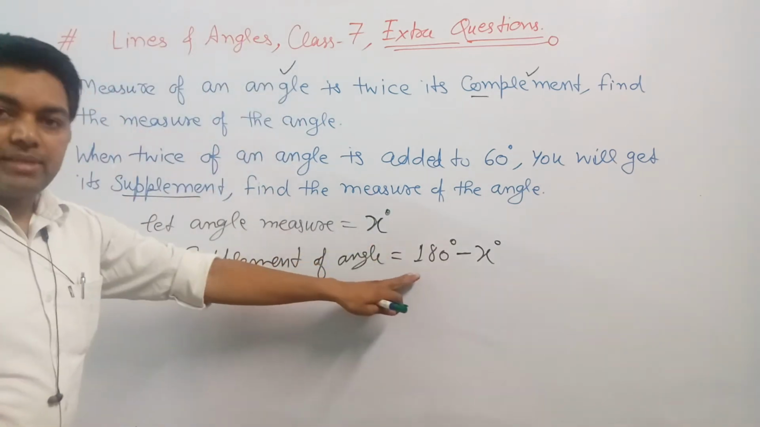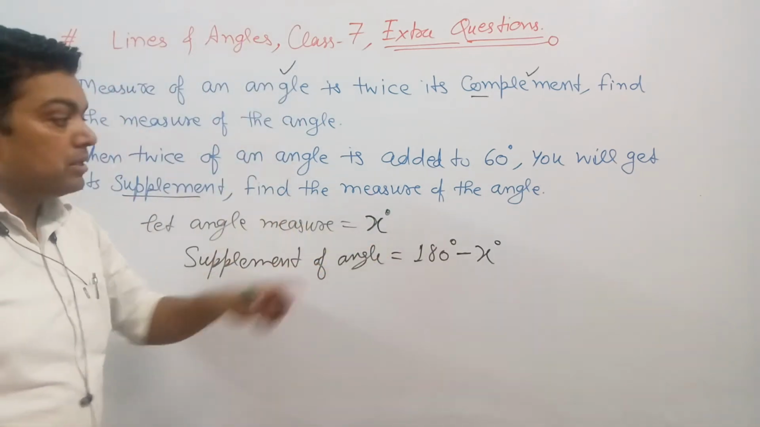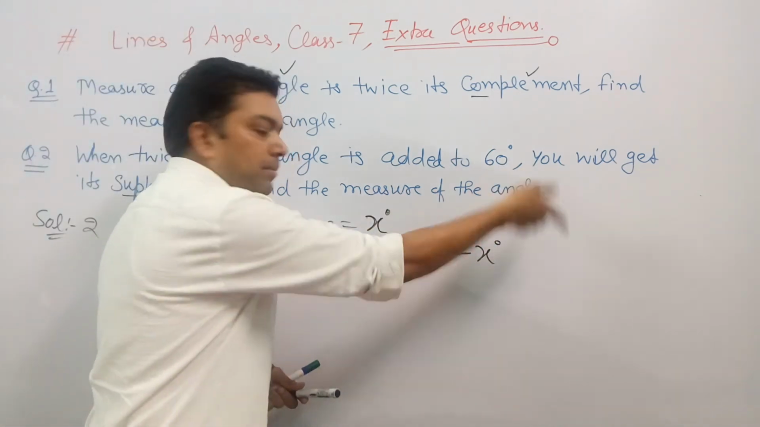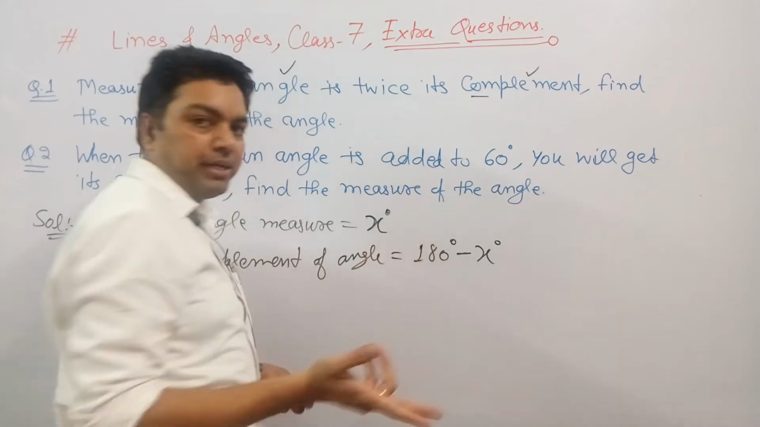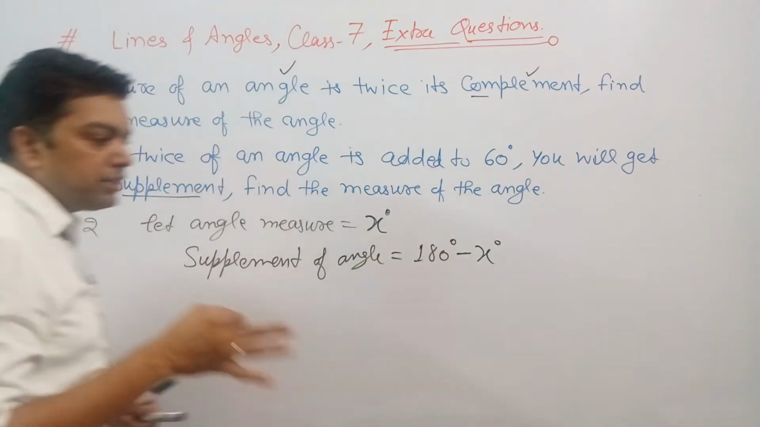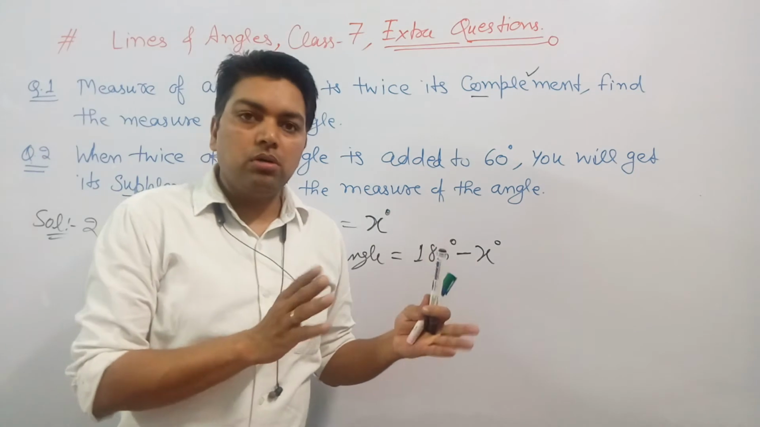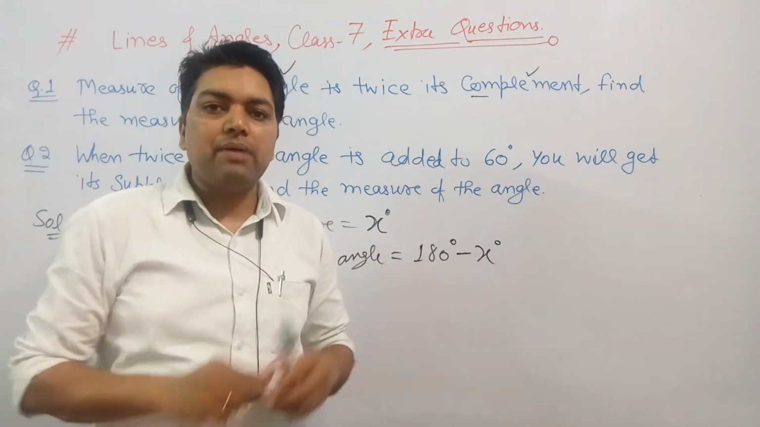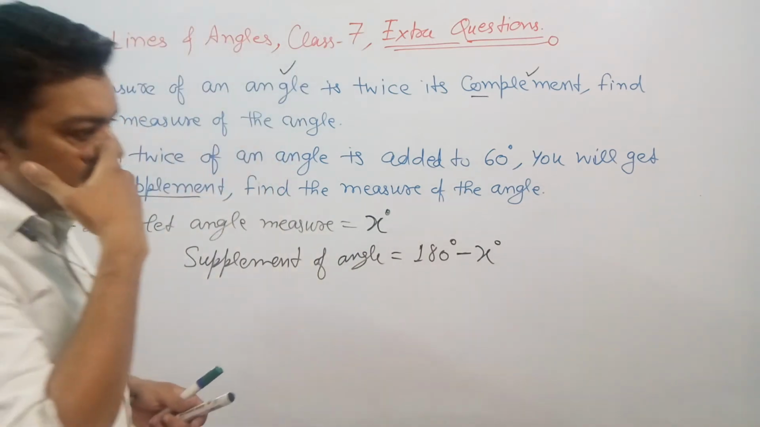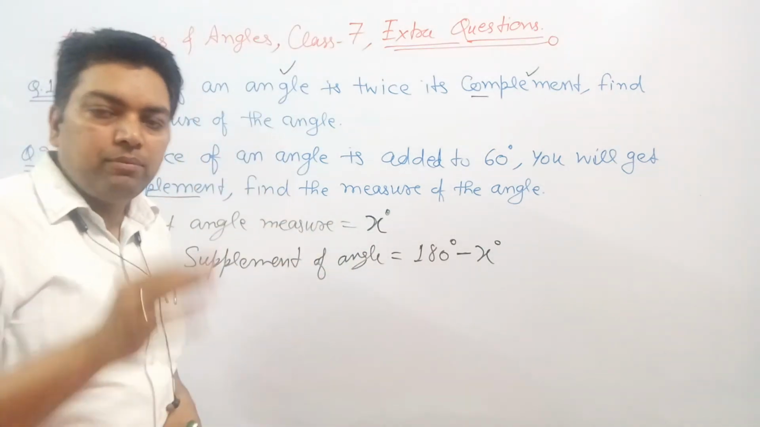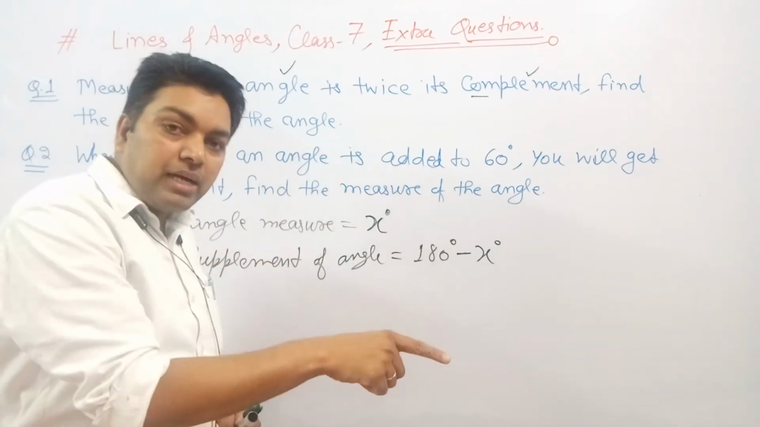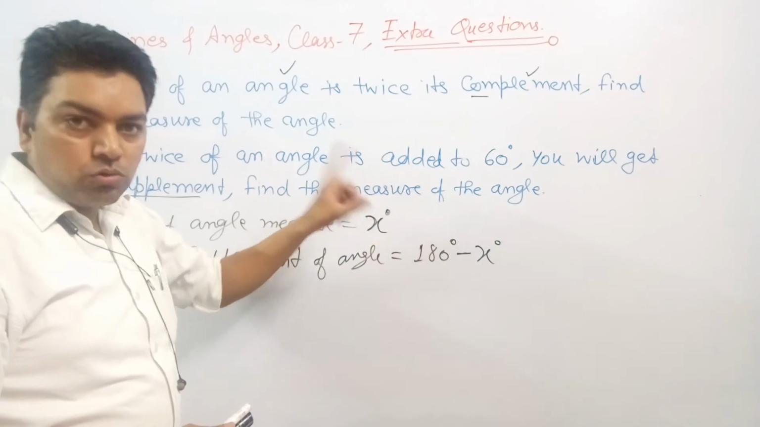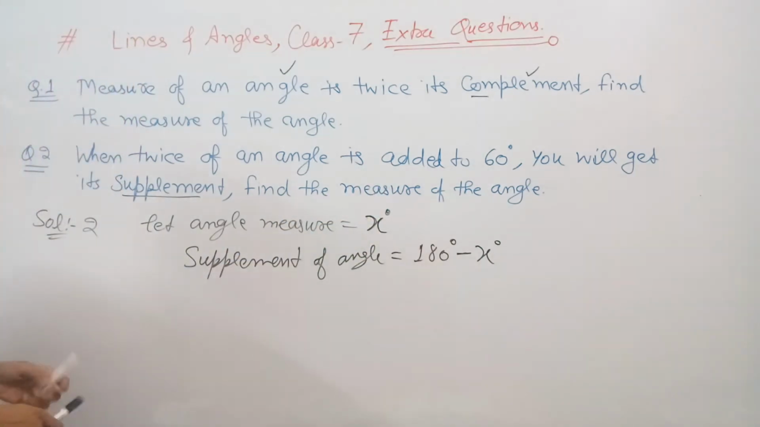Supplement will be 180 minus x, complement is 90 minus x. Supplement means sum of these two is 180 degree. When you add this angle in this angle, minus x plus x cancel हो जाएगा, आपको 180 मिलेगा, right? Definitions of supplement, complement, co-interior, alternate interior, alternate exterior, all the definitions I have explained in my previous video in introduction of the lines and angles. If you have not seen that video, first see that video, then you can solve these type of questions easily. Okay, there is some diagrammatic question I will take here, आप solve करेंगे उनको.